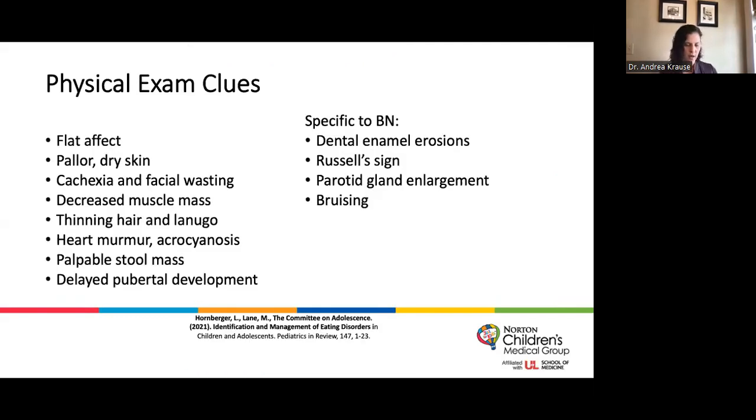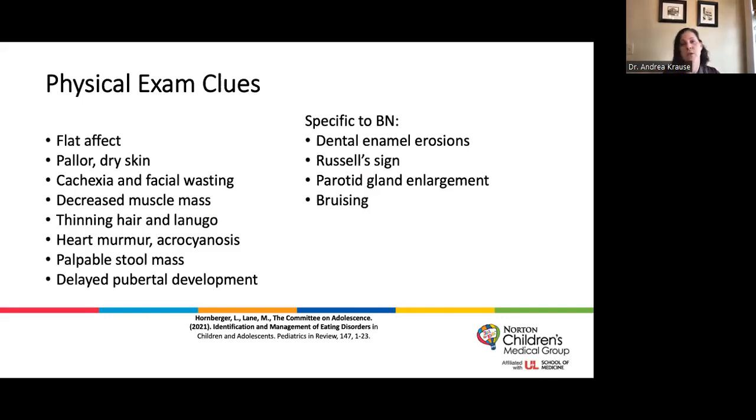And so as far as physical exam clues are concerned, I'm presenting this information because a lot of times patients with an eating disorder will come to you and it's not their chief complaint. They're not saying, hey, I have an eating disorder, I need help. Sometimes you have to figure this out. And I know there's probably a mix of people on the line today with different backgrounds, whether you're a primary care doctor, or nurse practitioner, or maybe a behavioral health person.